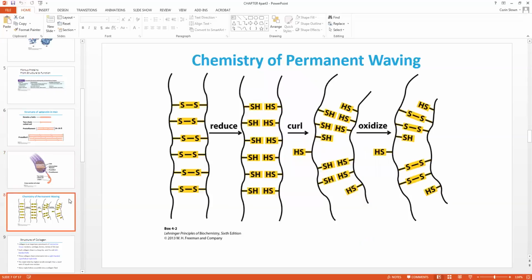If you think about the way that permanents take place in hair, really what you're doing is breaking disulfide bonds and then reforming them to stabilize the curl. Obviously you can lose those and reform them if you set the curl and then oxidize. So this is one way of being able to manipulate those disulfide bonds.